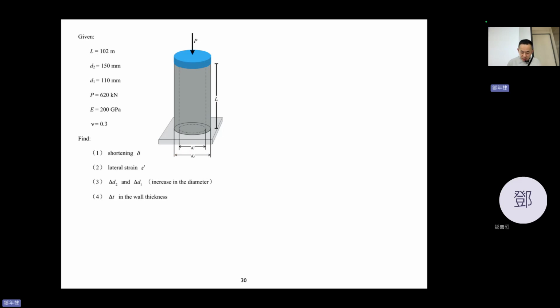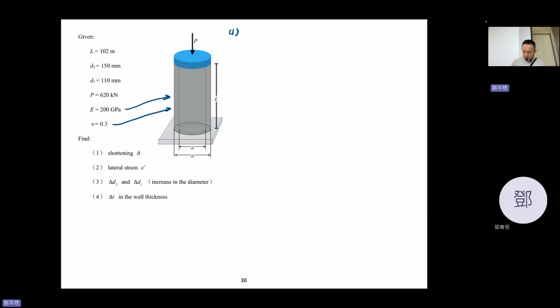Okay, so the L is 102, D2 is 150, D1 and so on. P is 620. E of this material is 200 GPa, and the Poisson ratio of this gray material is 0.3. So it wants us to calculate the shortening delta, the displacement delta, and the lateral strain, and delta D2, delta D1, the increase in the diameter, or delta T, the thickness change. Okay, so let's take a look.